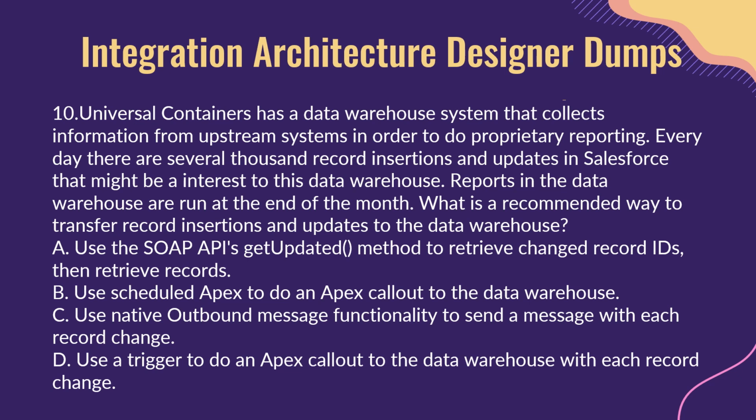A. Use the SOAP API's getUpdated method to retrieve changed record IDs, then retrieve records. B. Use scheduled Apex to do an Apex callout to the data warehouse. C. Use native outbound message functionality to send a message with each record change. D. Use a trigger to do an Apex callout to the data warehouse with each record change.